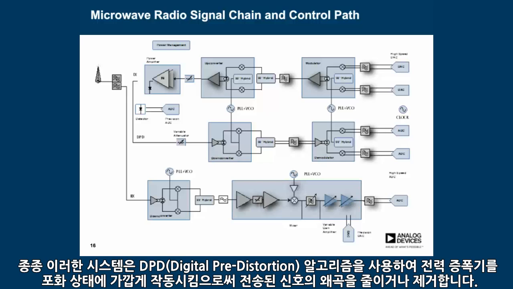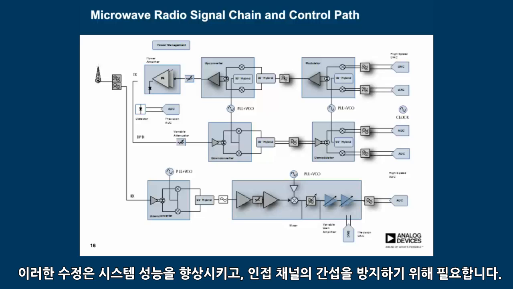Often, these systems will also have a DPD, or digital pre-distortion, algorithm to reduce or remove distortions in the transmitted signal caused by running the power amplifier close to saturation. These corrections are needed to improve system performance and to prevent adjacent channel interference.